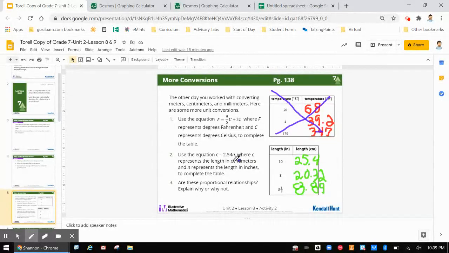But look here. We took these numbers and multiplied them by the same multiplier, 2.54. So we can look at these equations very quickly and tell that this one right here is proportional. Since this one has this little plus 32, that little plus 32 is what makes the other one not proportional. This one doesn't have the plus 32, it just has the multiplier. So the second example is proportional. All right.